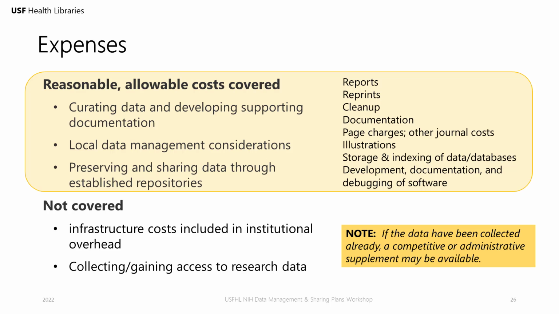It does not include infrastructure costs, including institutional overhead. It does not cover gaining or collecting access to research data, but it covers a lot of things. So when you're looking at what data you're going to make accessible, the format, all the requirements, everything else, think about things you can put in to have done that's allowable under the budget guidelines. And again, this may be something you need to have a conversation with your funder, just to make certain that you're meeting all their needs.